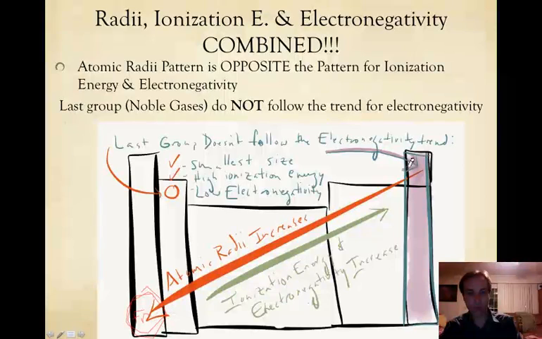That means the smallest is up here. Ionization energy and electronegativity are the opposites. As you go up and to the right, they increase.